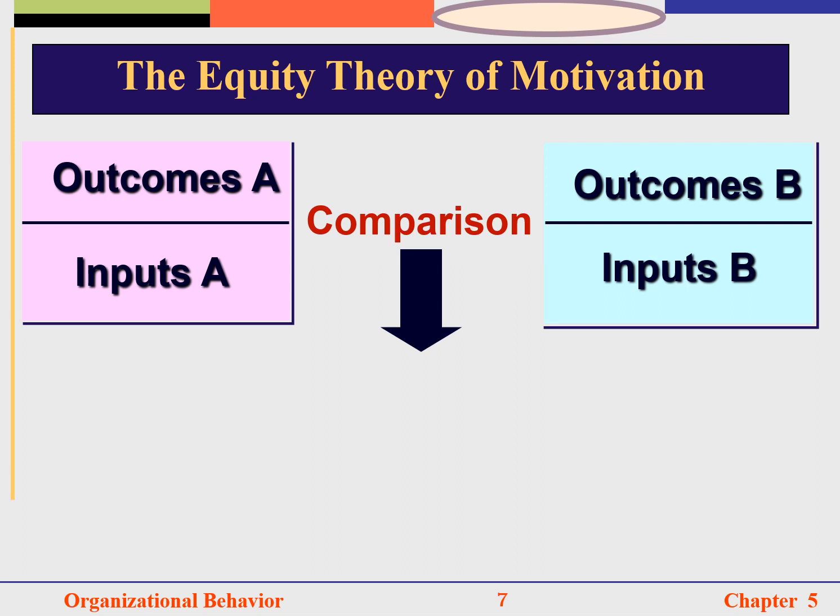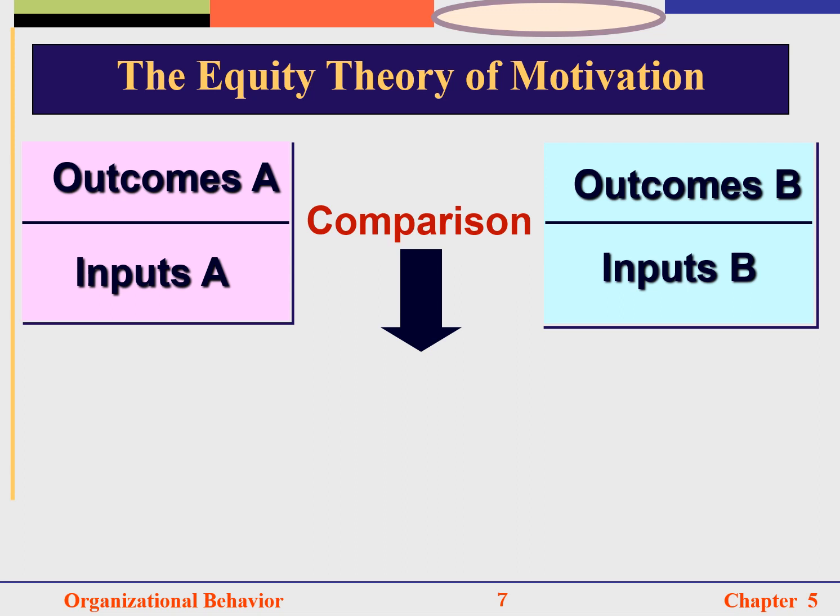Assume that the outcomes you received from your organization are 100 units. 100 units of outcome. And the inputs you give to the organization, and you are A in this comparison, is only 50. So here we divide 100 units of outcomes by 50 units of inputs. On the other hand, your friend B got only 50 units of outcomes, and also he gave only 25 units of inputs. Then what will be the result of this comparison? 100 over 50, and your friend 50 over 25. So the comparison here is 100 over 50, 2, 50 over 25, also 2.